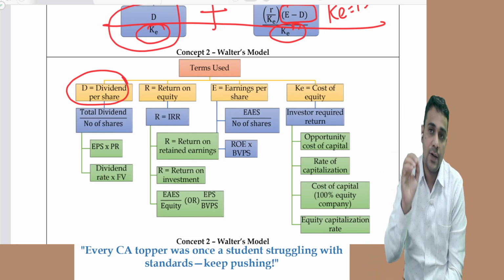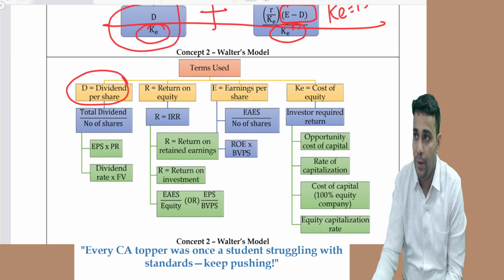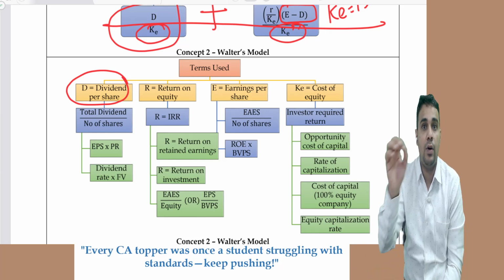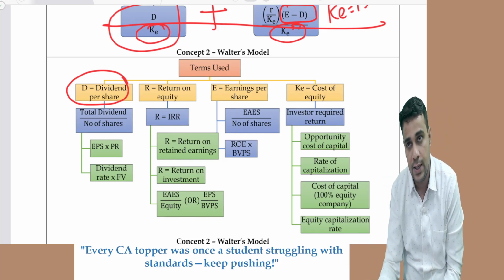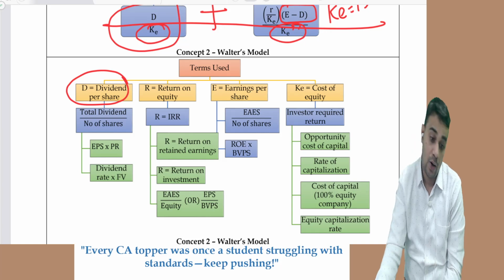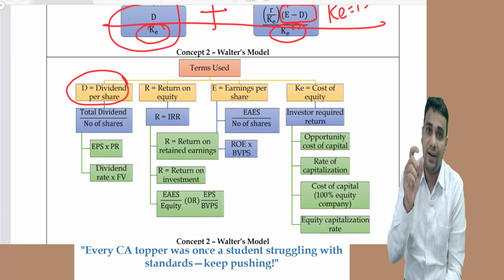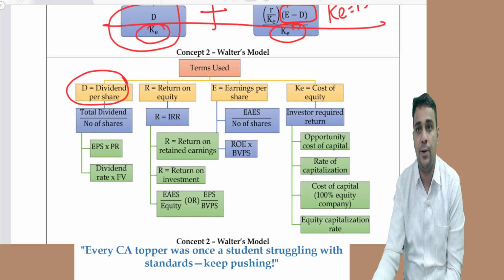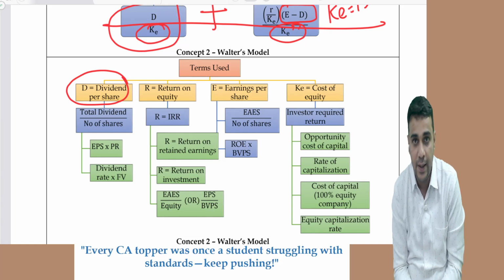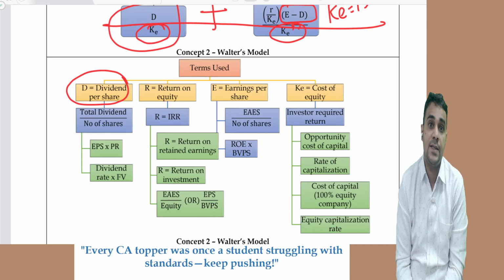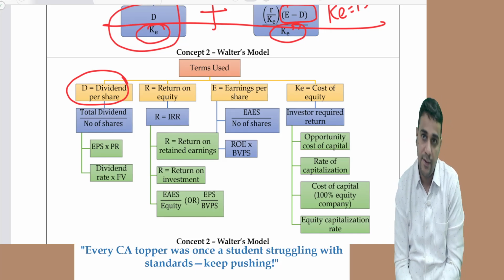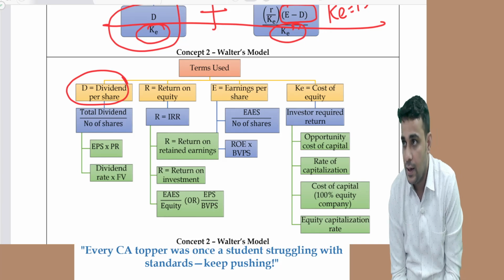Or you could have come across a term called payout ratio. If you have a payout ratio, it is earnings per share into payout ratio. Or if they give a dividend rate, you multiply it with the face value. If the company says 20% dividend, it is 20% of face value. 20% payout means 20% of earnings per share.